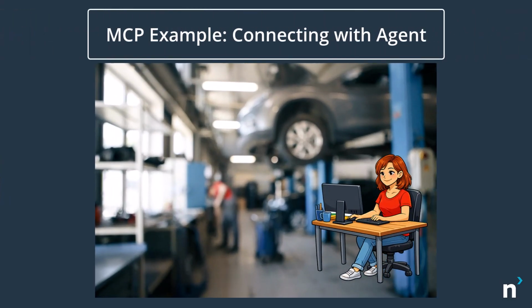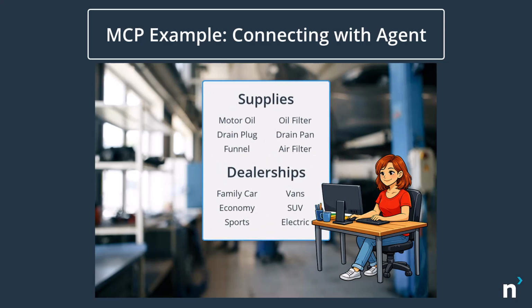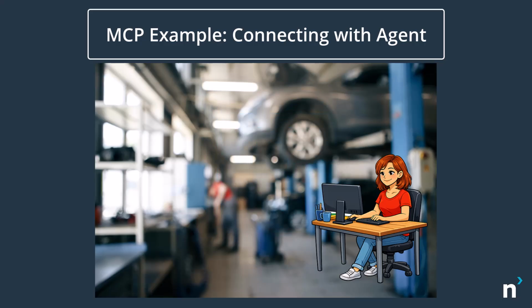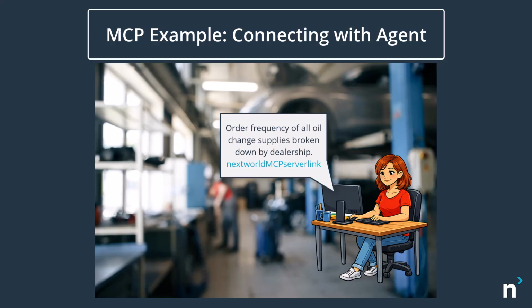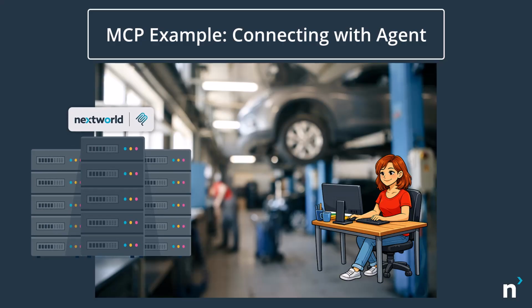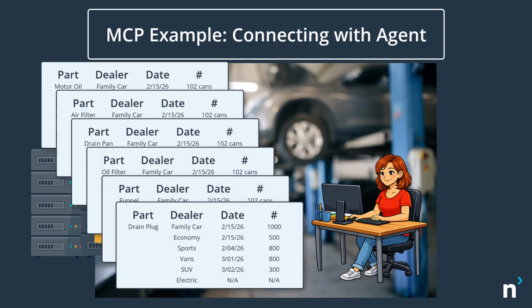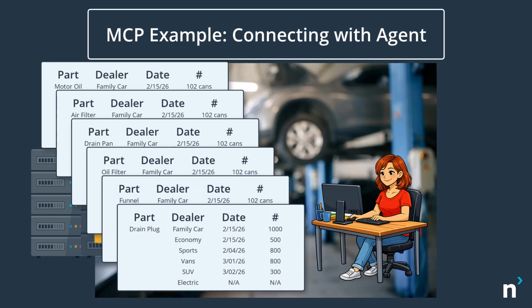In our second example, Mary manages the service departments across the family of dealerships. She needs a clear view of how frequently oil change supplies are reordered, broken down by dealership. Instead of running multiple reports, Mary opens her preferred chat agent and submits her request, along with a link to the Nextworld inventory application. The agent connects to Nextworld's MCP server, verifies her permissions, and retrieves the data within her authorized access. Within moments, Mary has a complete, actionable view of reorder trends by dealership.